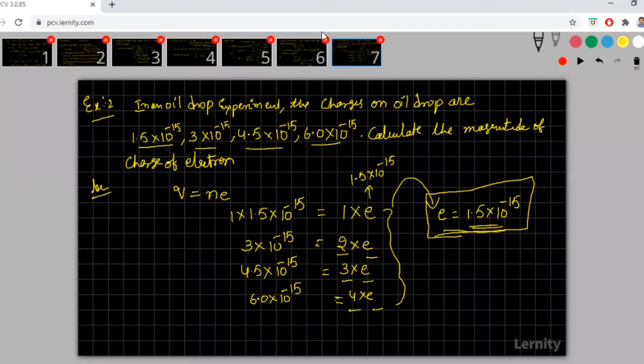Now, is it clear to all of you? In the oil drop experiment, the charges of the oil drops are given one by one. We have to write them in the form Q equals NE. When you write Q equals NE, what is the common E value? The common E value here came as this one.